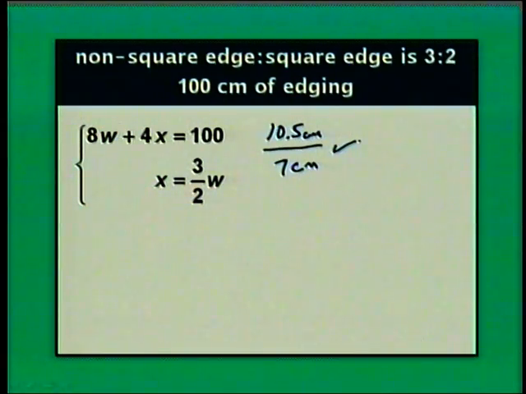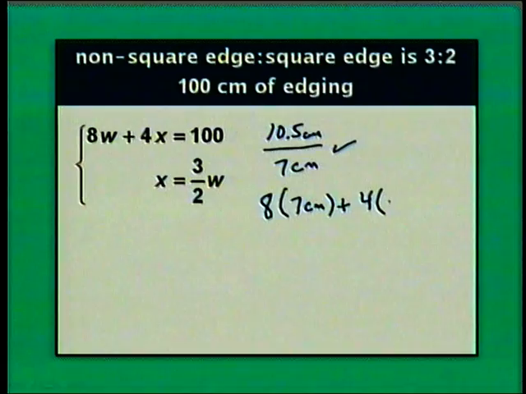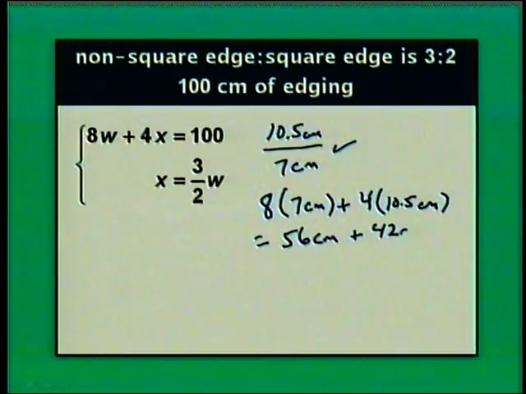The other thing we need to do is we need to make sure that we use 100 centimeters of edging. But remember, we rounded down very liberally. So actually, I think we're going to end up using a little less than 100 centimeters of edging. So we've got 8 sides, each of which have a length of 7 centimeters. And we have 4 sides, each of which have a length of 10.5 centimeters. So that's going to be 56 centimeters plus 40, and 4 times 1/2 is 2, 42 centimeters. So this is adding up to 98 centimeters. That's not what I was supposed to get. I was supposed to get 100 centimeters.